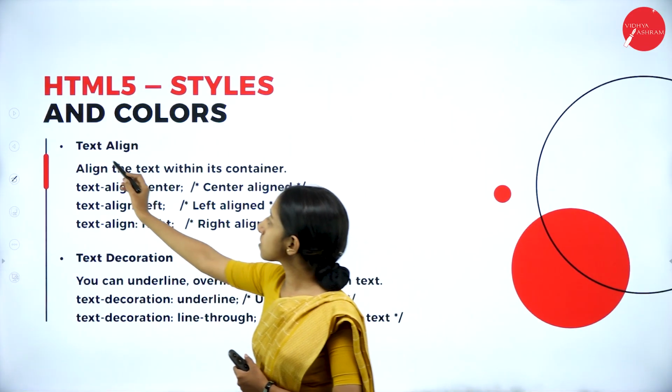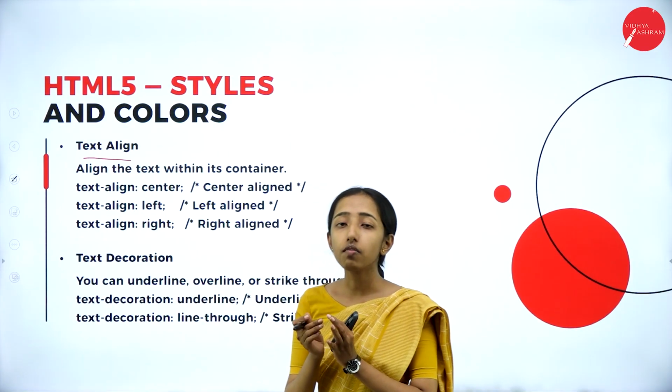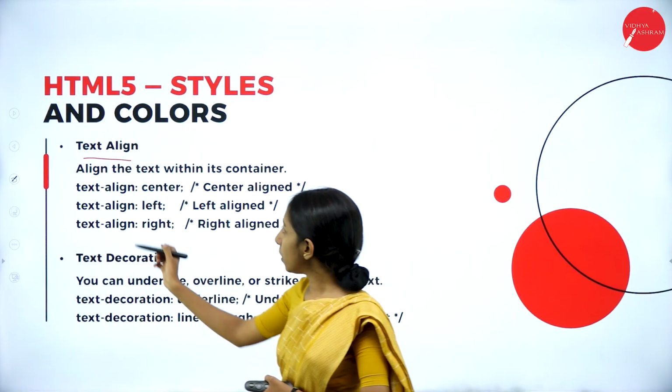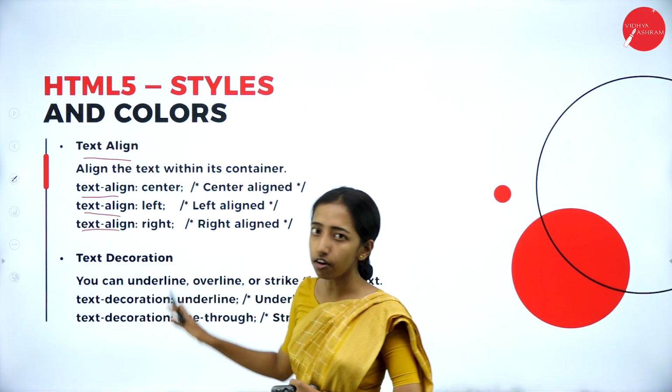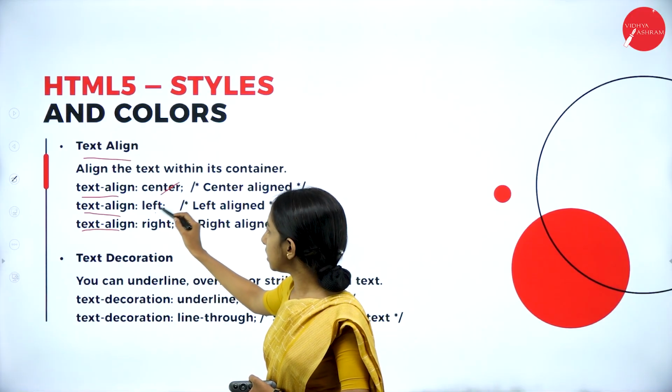Next, we can also use text align. Here we will be aligning the text. The text align is the property we are giving, and these are the values: center, right, left.